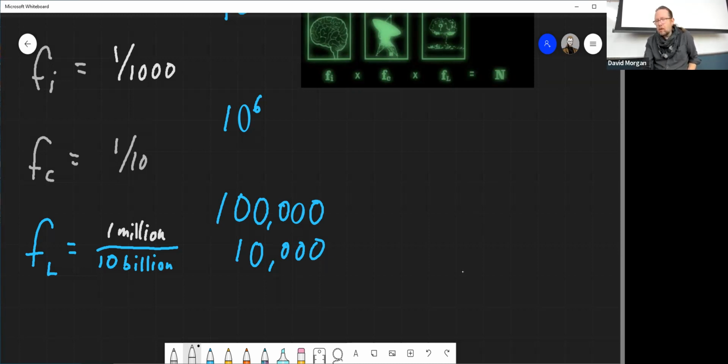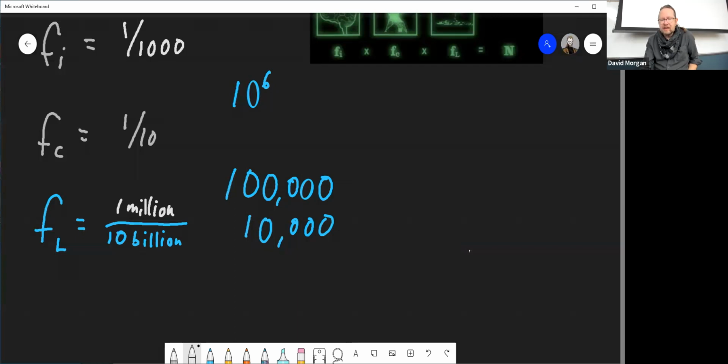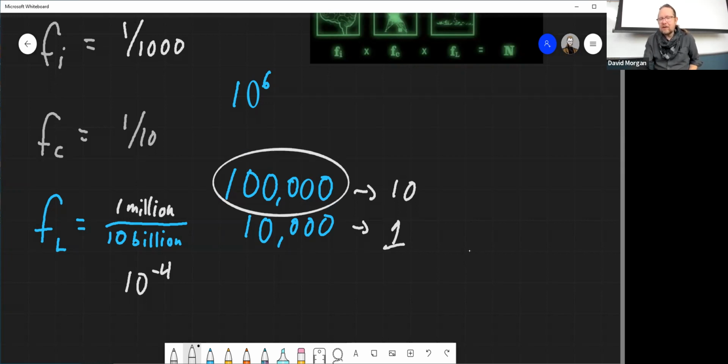Then this fraction, 1 million over 10 billion, that's 10 to the 6 over 10 to the 10th, is 10 to the minus 4, or 1/10,000th, which means this number is 10 and this number is 1. Uh-oh. Suddenly, a galaxy teeming with intelligent life starts to look like a galaxy that only has us in it.